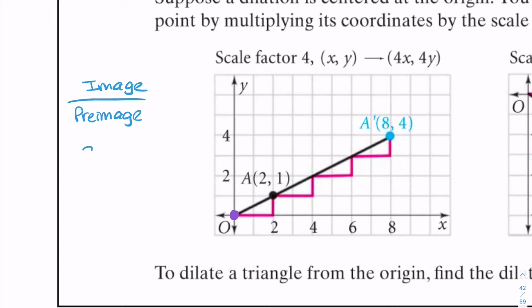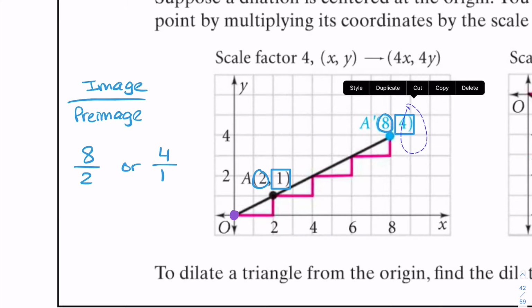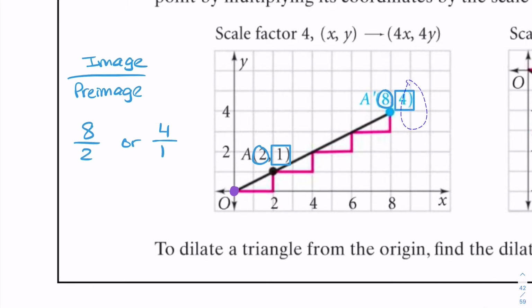And so it's going to be 8 over 2, or I could have done 4 over 1. Look at this, 8 over 2, or 4 over 1. Whoops. So I could have done either that 8 over 2 or 4 over 1, which is still 4. So the scale factor simplified is 4.